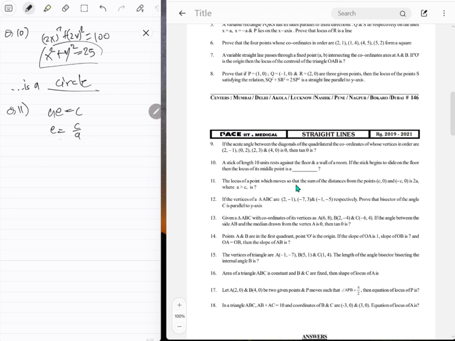Okay. What do you know? You know that b will be a square root of 1 minus e squared, which is a square root of 1 minus c squared upon a squared. Well, that will be square root of a squared minus c squared. Cool.